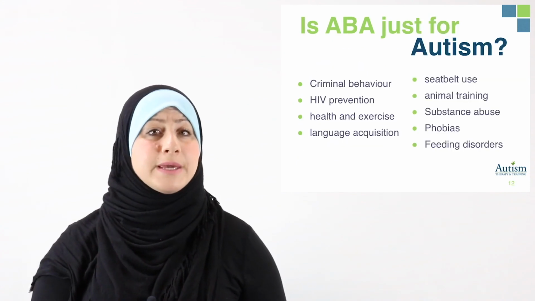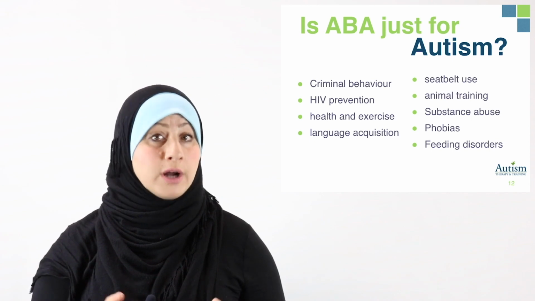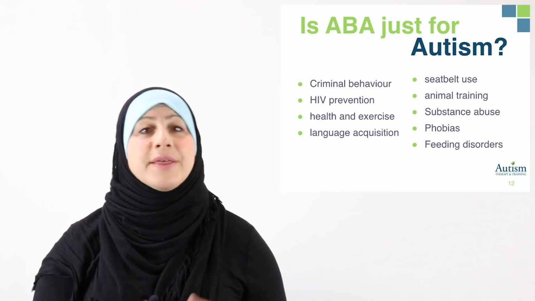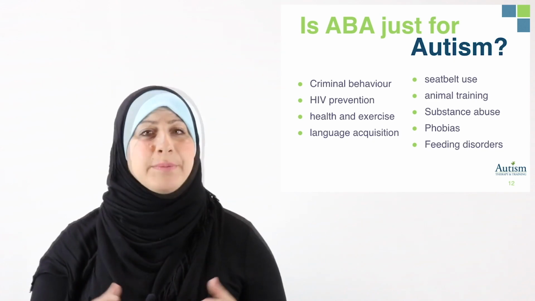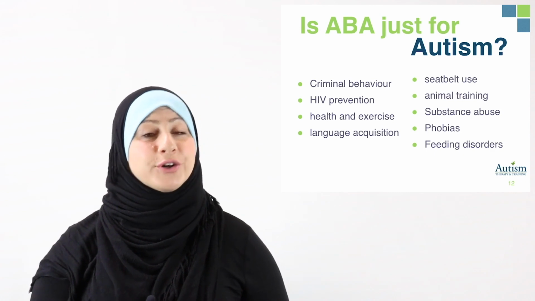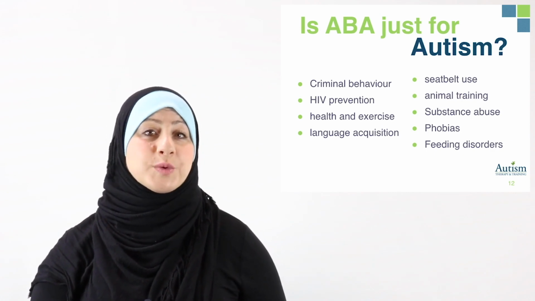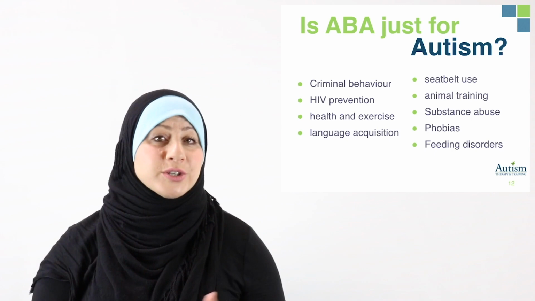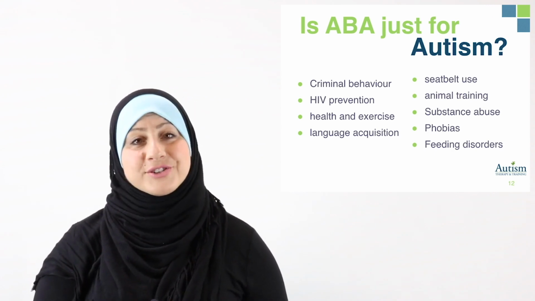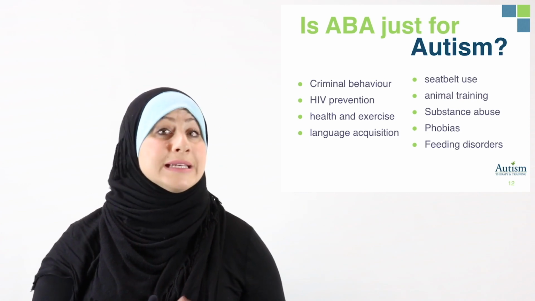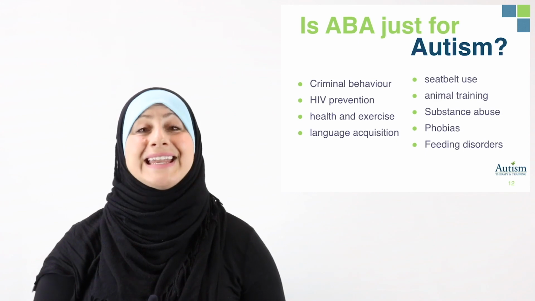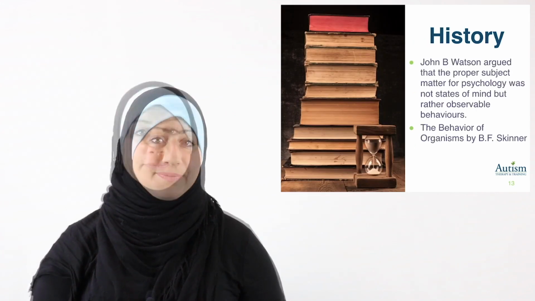If I said ABA, you may quickly associate autism with it. However, is ABA only for autism? The answer is no. ABA can be used for a wide range of areas. It is definitely used for early intervention for children diagnosed with autism, but it is also used for criminal behavior, HIV prevention, health and exercise, language acquisition, seatbelt use, animal training, substance abuse, phobias, and even feeding disorders.